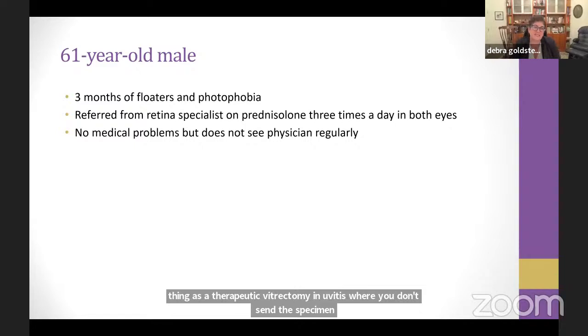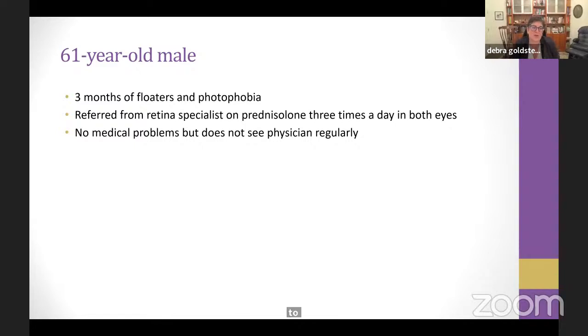Our next case is a 61-year-old male whom I just saw a few months ago, and his complaint is of 3 months of floaters and photopsias, that shouldn't say photophobia. And he's referred from an outside retina specialist. He's been on topical corticosteroids. He denies medical problems, but does not have a regular physician.